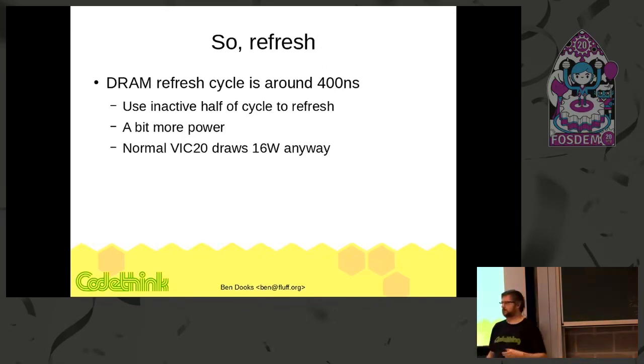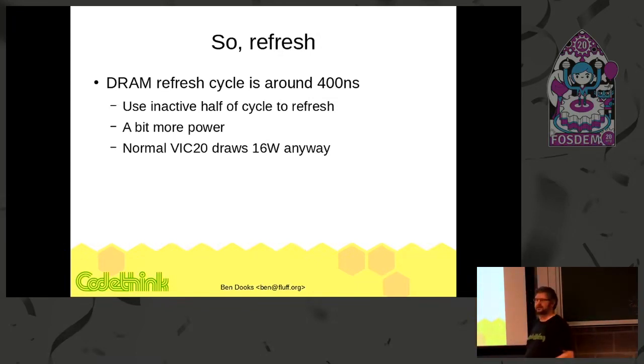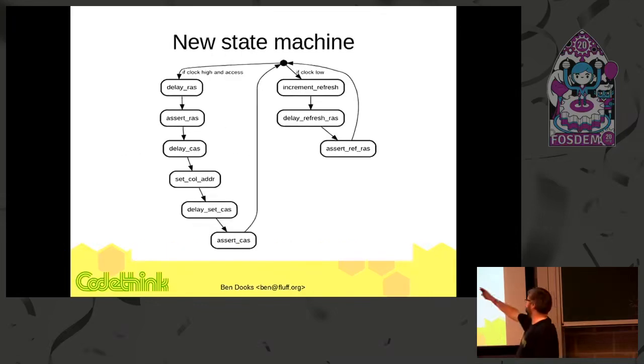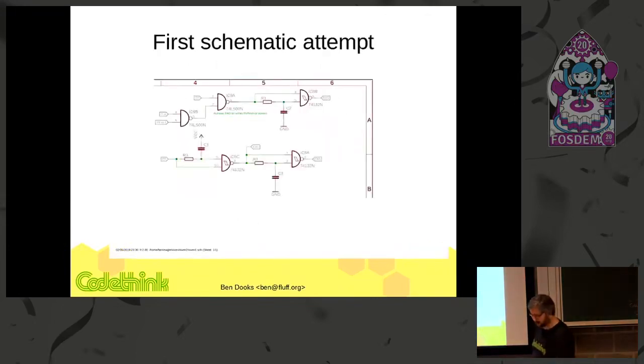The problem with that is that you're going to use a bit more power, but each of the two DRAM chips on the board is drawing 26 milliamps in refresh, and a normal VIC-20 is drawing about 16 watts of power anyway, so the designers were not really caring too much about the power. So I've derived a new state machine. I'm now working out that there's probably clock high for an access, clock low, do a refresh. That will simplify my thing. Now I'm just going to skip. I drew up some schematics, thinking, this is now a thought experiment for me. So, what would I do next?